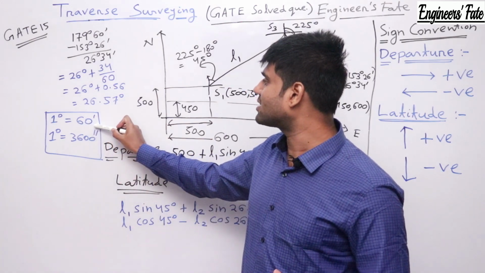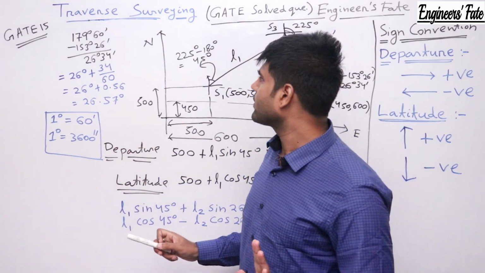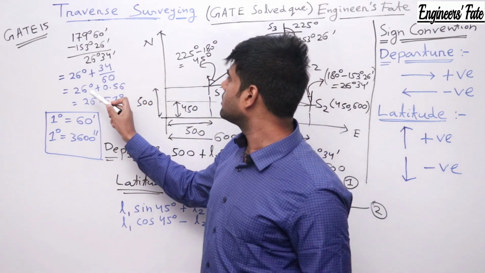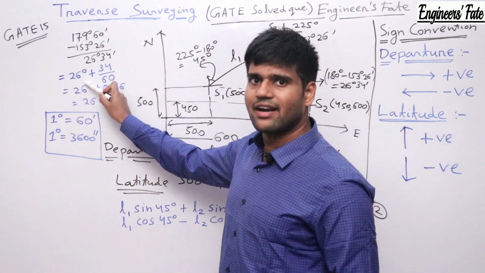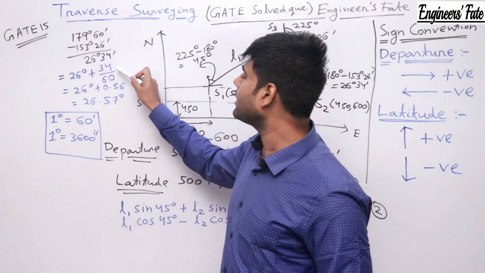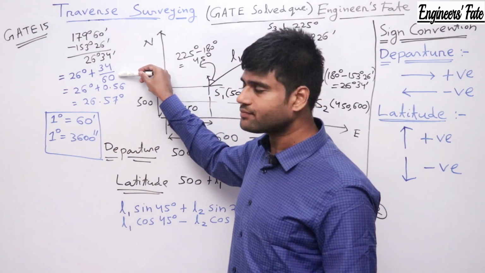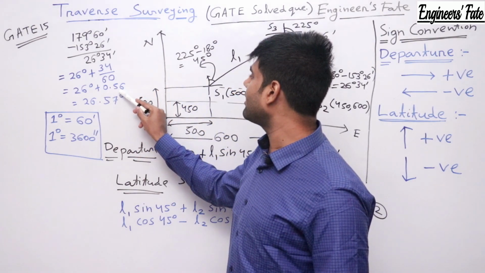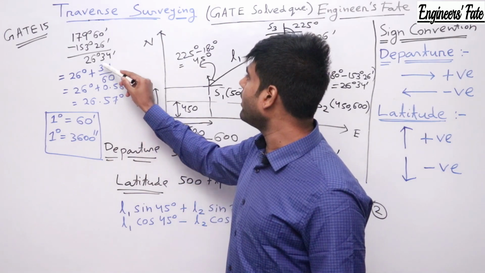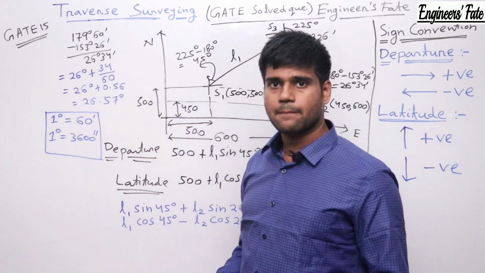1 degree equals 60 minutes. Similarly, 1 degree equals 3600 seconds. So I have to convert the minute to a decimal value. 26 degrees I have written as it is. 34 minutes I have to convert to decimal. So 34 divided by 60 will come as 0.56. Now I have to add both. So 26 degree 34 minute equals 26.57 degrees.